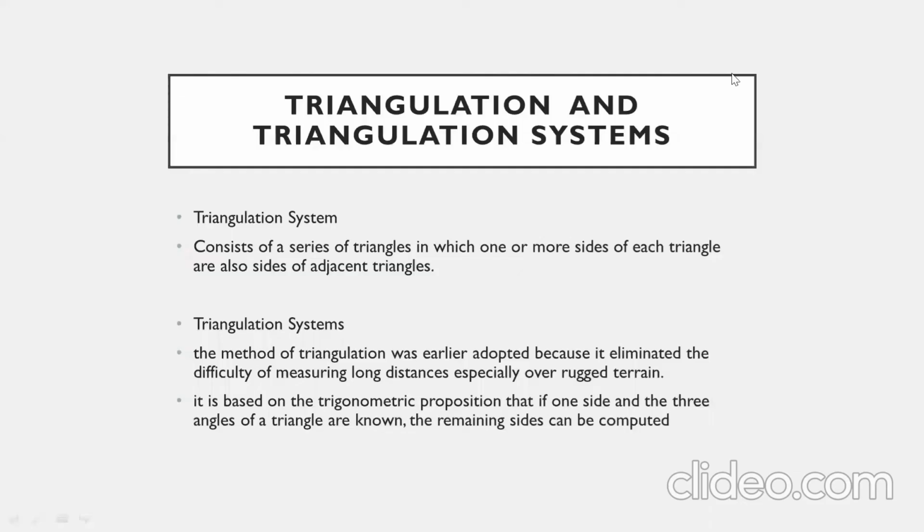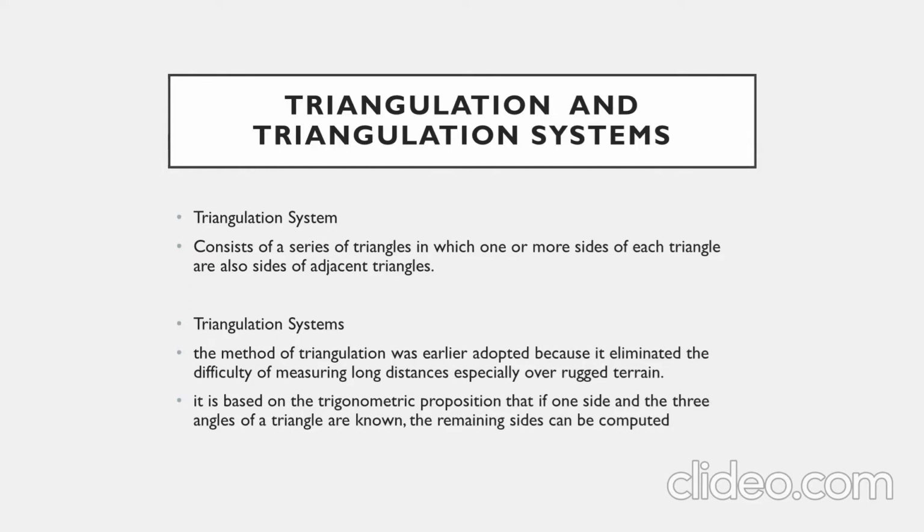Good day everyone, I'm Vincent Apilado and I will continue the report on triangulation and triangulation systems. A triangulation system consists of a series of joined or overlapping triangles in which an occasional side is measured and the remaining sides are calculated from angles measured at the vertices of the triangles.